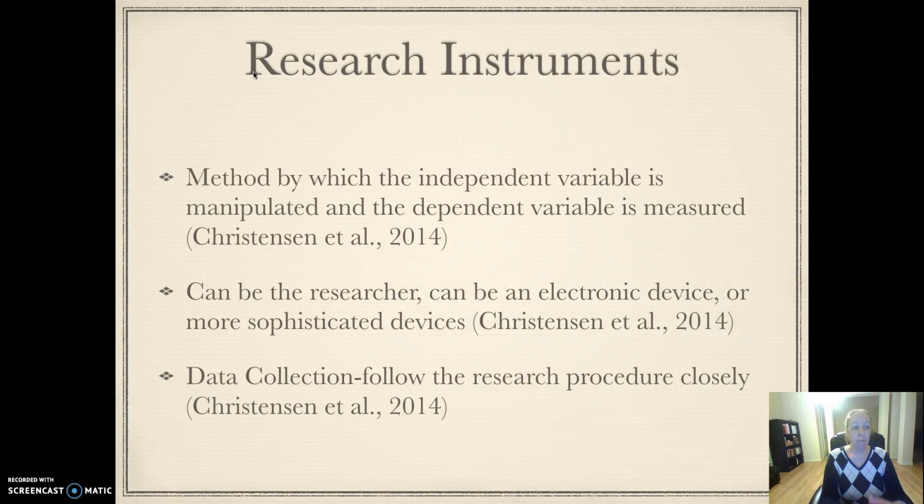Research instruments are the method by which the independent variable is manipulated and the dependent variable is measured. How are we going to manipulate the independent variable? How are we going to measure the dependent variable? The researcher can be a very key part of this. They can manipulate the independent variable, and then they can also measure the dependent variable just by their observations. This would be the least scientific method of doing this, depending on the study.